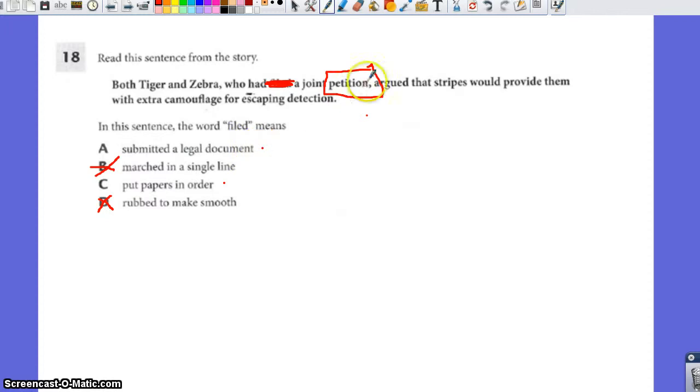Which one makes more sense? When I sign a petition, am I just putting the papers in order or am I submitting the document? Well, you take a petition and you give it to somebody. So I'm going to choose A as being the peanut butter cup answer.